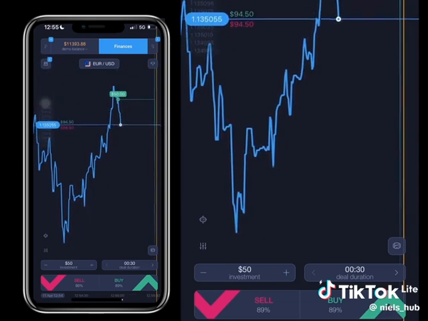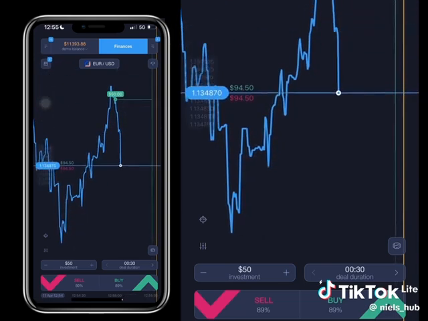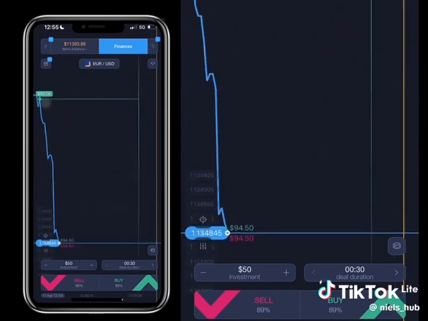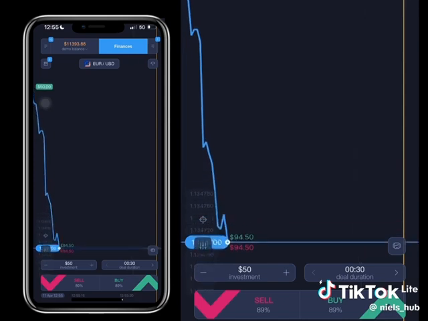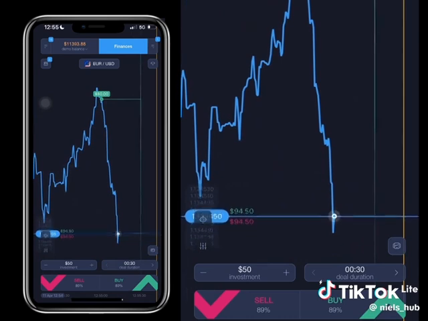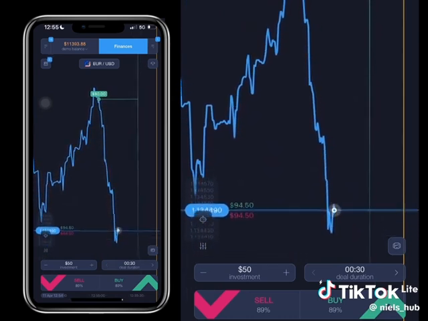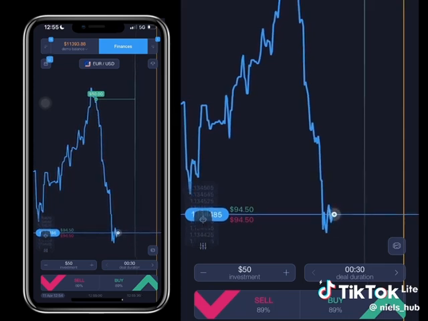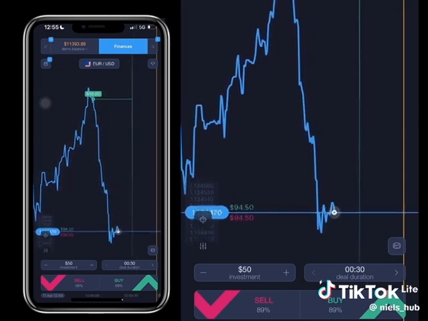Now, let's just count 30 seconds with me. You see that after 30 seconds, this line keeps coming closer until it hits the current price. And once it touches the current price, this trade is done. It is going to expire in 30 seconds. That is what it means.